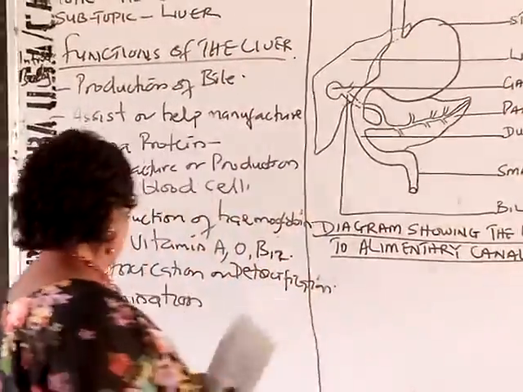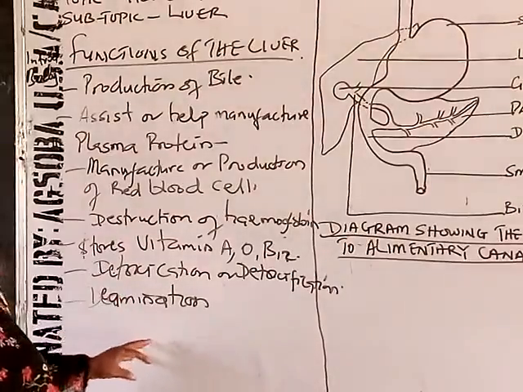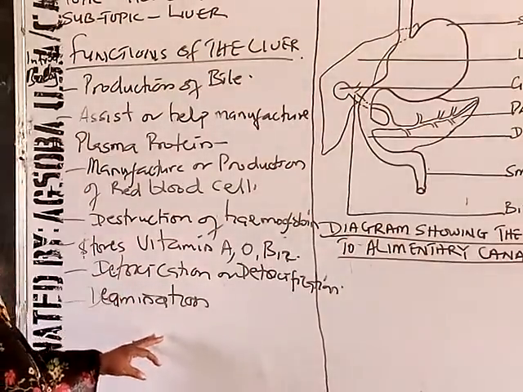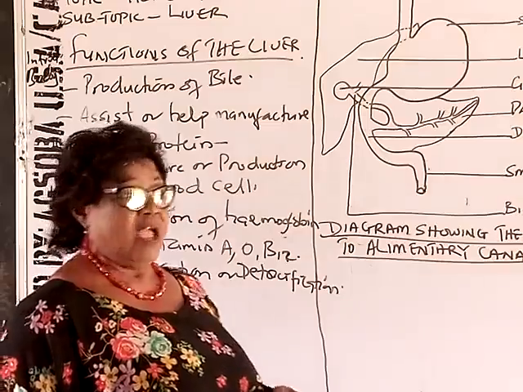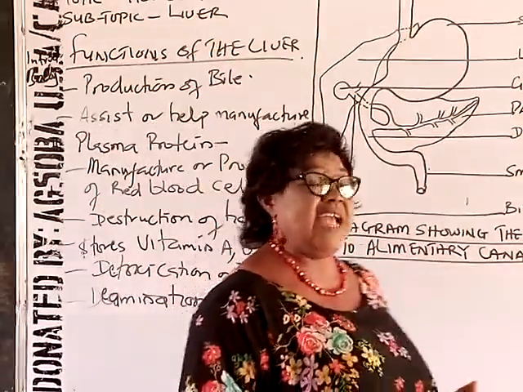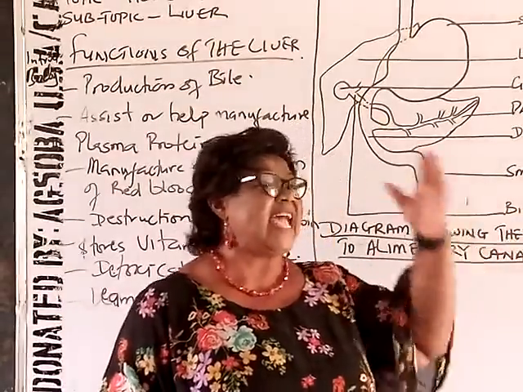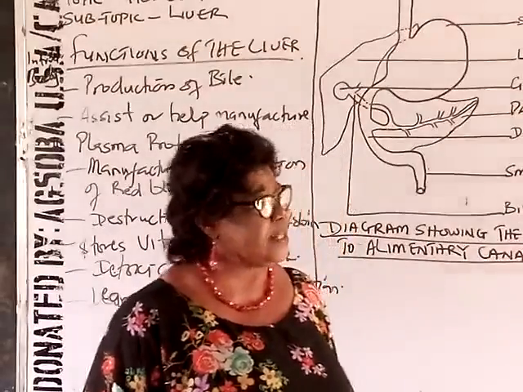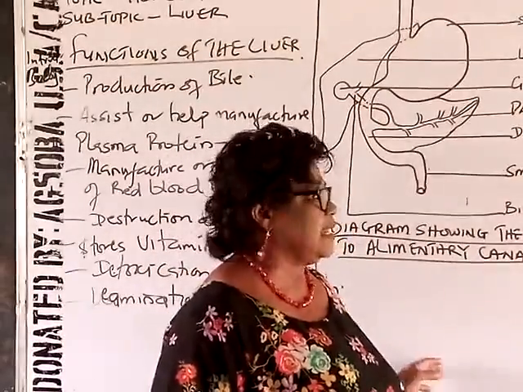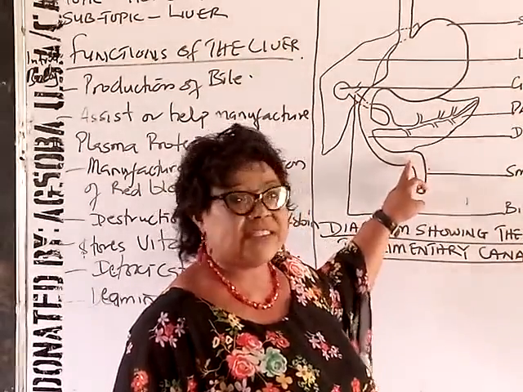I repeat myself. I said the liver is involved in the process of deamination. Now the question is, what is deamination? It is when the liver converts excess amino acid. Remember, amino acid is an end product of protein digestion. So if it is in excess, what the liver does is to break it down. The question would have been, how did the liver break it down? Since the end product occurs in the small intestine during digestion.